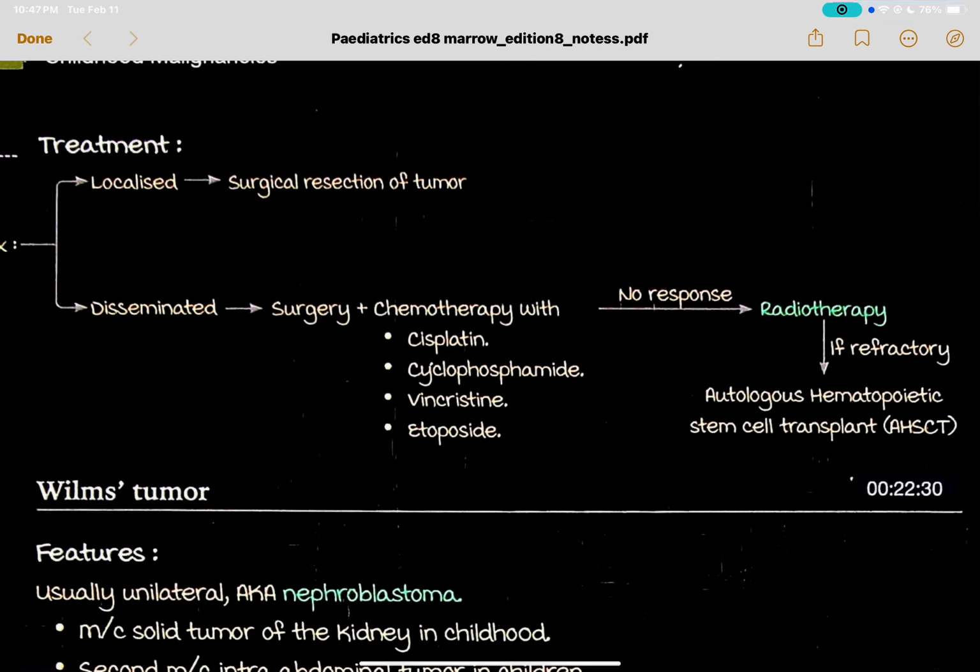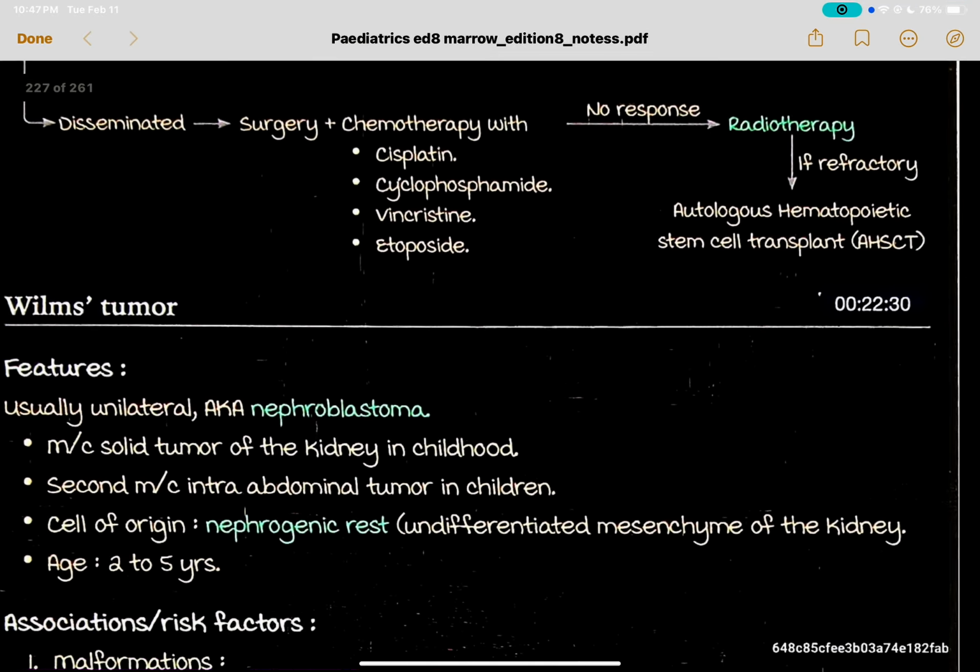If there is no response, give radiotherapy. If refractory, autologous hematopoietic stem cell transplant. If chemo and radiotherapy are not working, then do an autologous hematopoietic stem cell transplant.